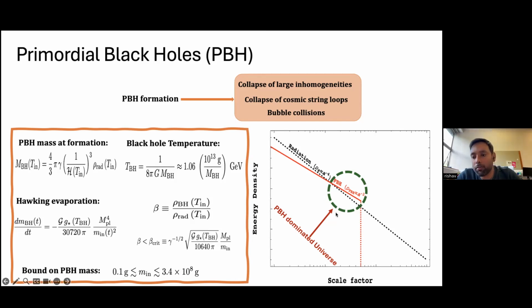So again, on the plot on the right, I show the energy density of different components with the scale factor. As expected, the radiation energy density falls faster than the matter. And since PBH actually acts as matter, we see that the universe becomes matter-dominated for some time, till some point of time. And after the evaporation of PBH, the universe again enters into a radiation-dominated era.